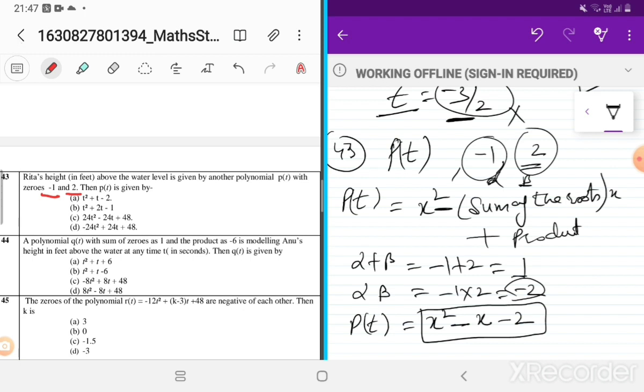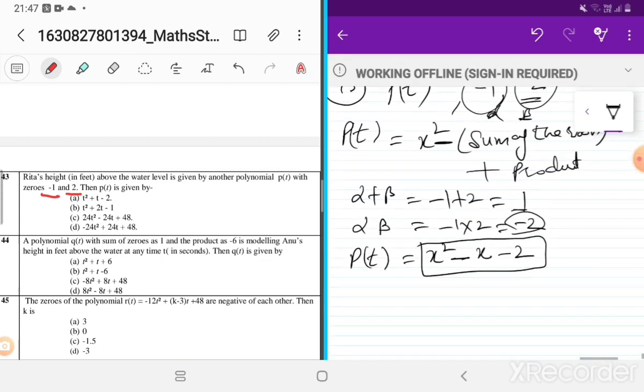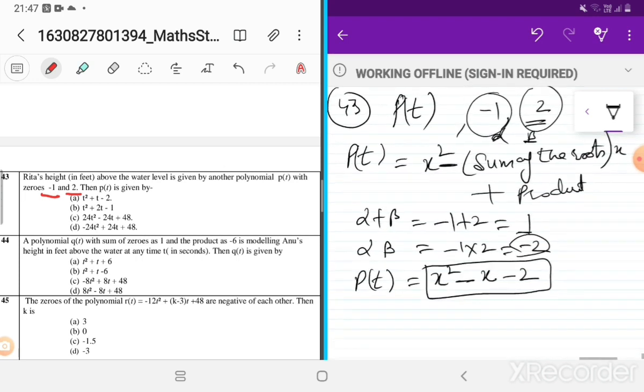Rita's height in feet above the water level is given by another polynomial. Okay, this is the height. Since pt is given, we have to take pt only. This is the way to solve all the questions. If the sum and product are given, you can find your equation. Okay, now come to the 44th question.